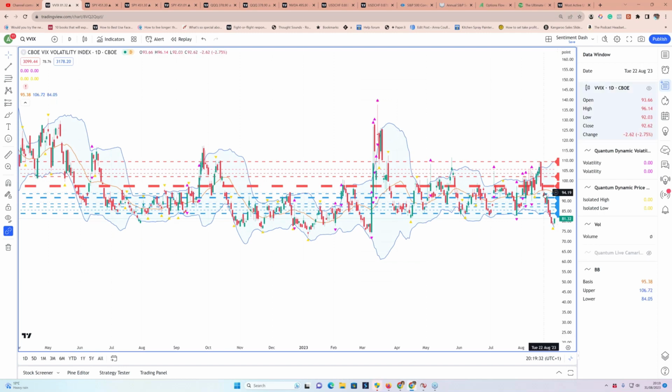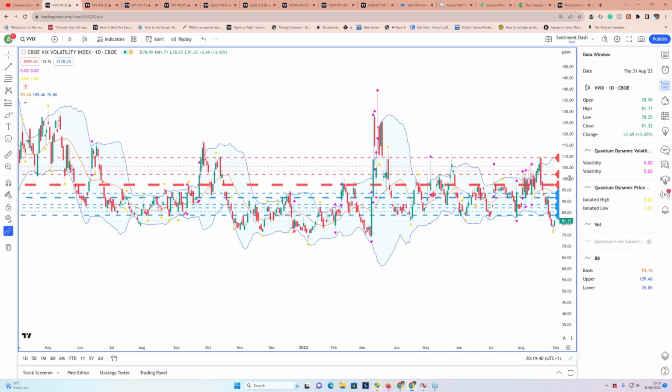As you can see, it's been in a downtrend. Yeah, we've had a little bit of a kick higher, possibly because the markets have kind of paused slightly. But generally speaking, there's no volatility. That's what it's telling us at the moment.